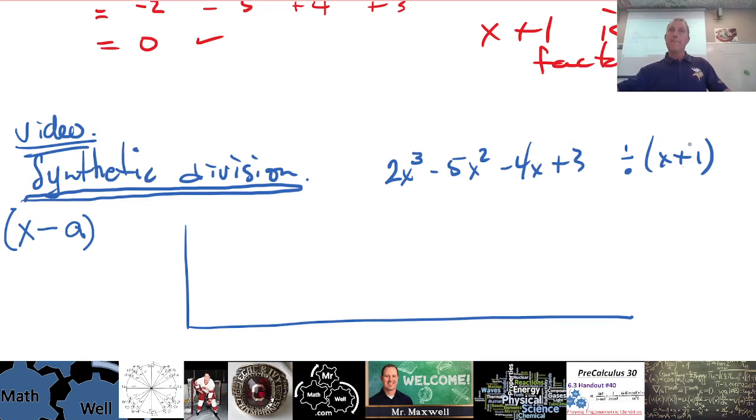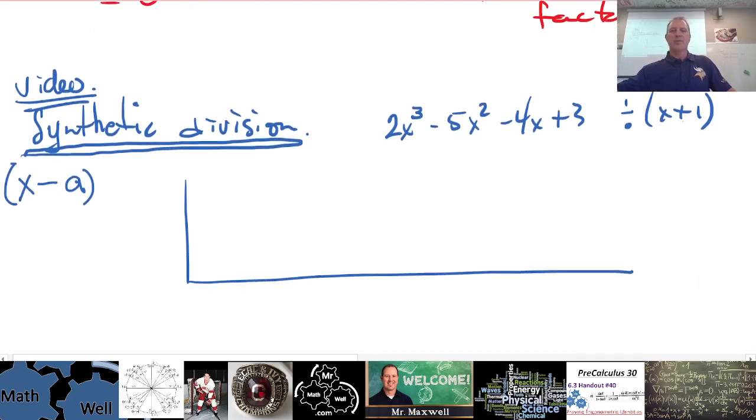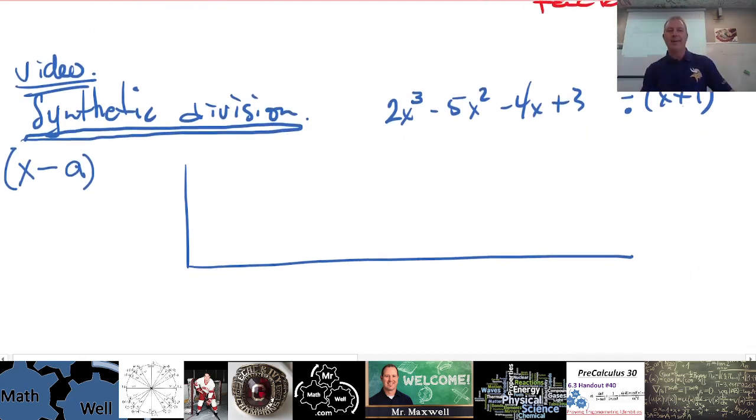Is there ever a case where you have to use long division as opposed? Well, this is long division. It's just a shorthand version of it. So there are no drawbacks? Yeah, no drawbacks. No, I guess not.